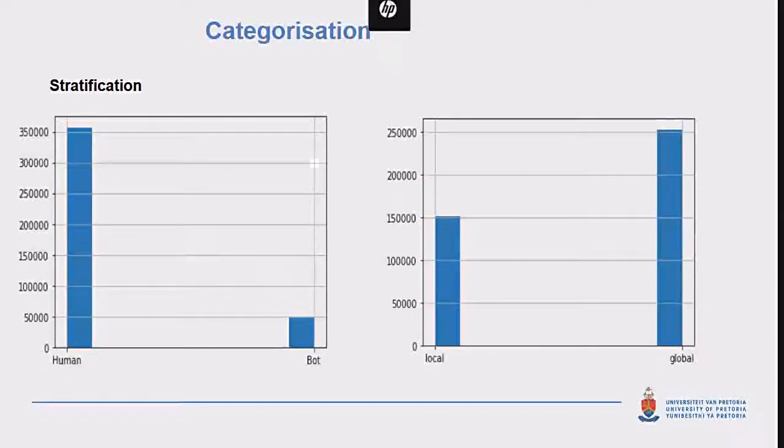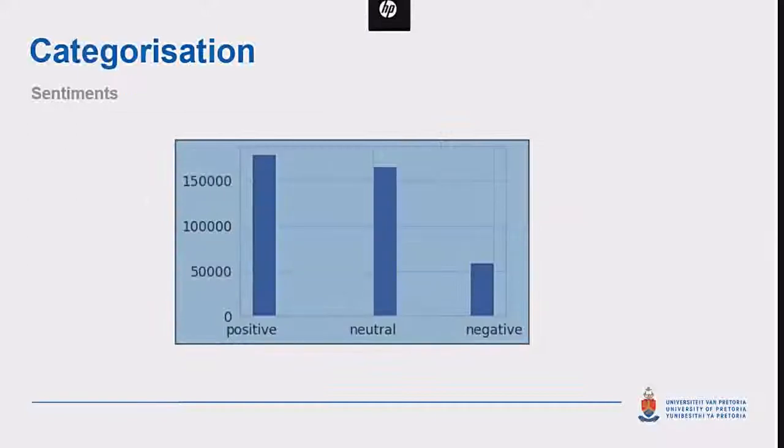In our initial analysis, we found there were more human messages as compared to bot messages. And there were also more global messages as compared to the local messages. There were more positive sentiments around the COVID-19 pandemic as compared to the negative sentiments.